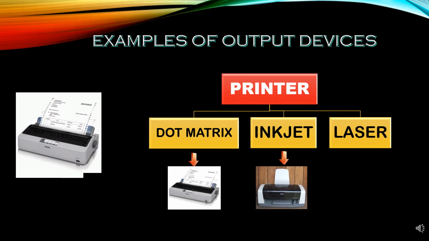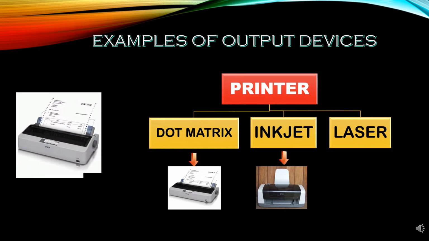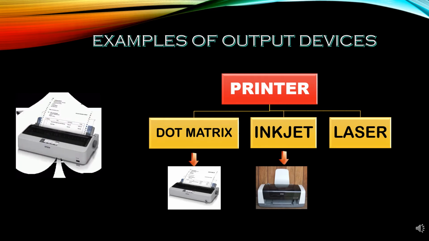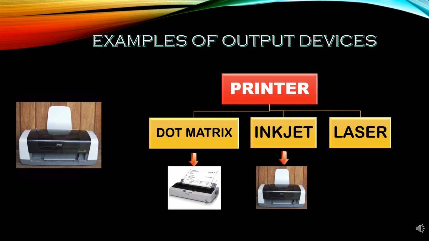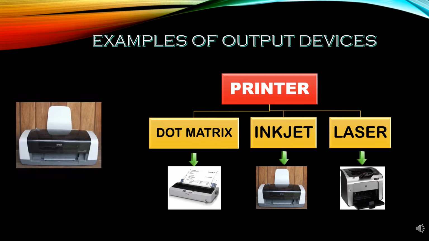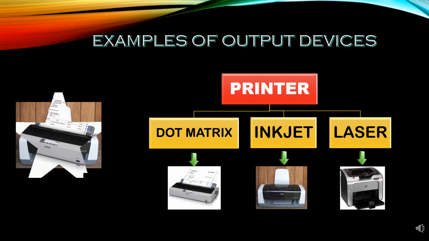Next is inkjet printer. It sprays droplets of ink on the paper and forms text and graphics. It gives both black and white and colored printouts. Next is the laser printer. It uses laser beams and dry ink to print. It is used for high quality output and it is very fast.